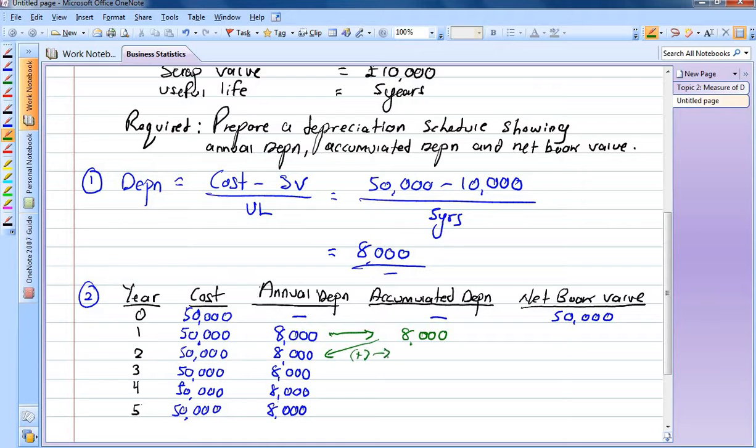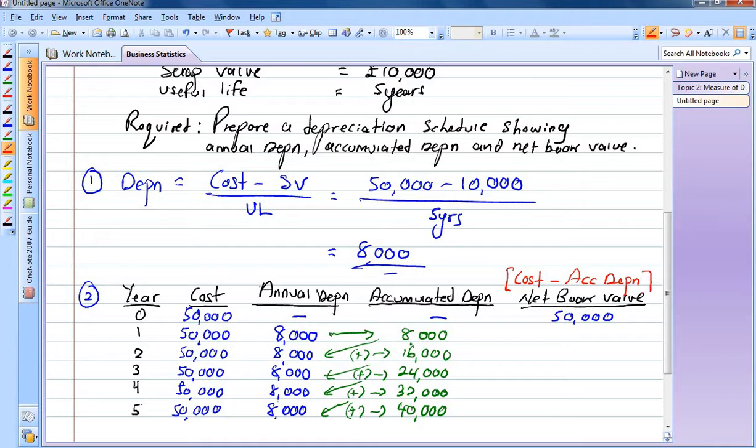Then you plus, how much you get? You get 16,000, correct? Then you plus again, you get 24,000. Then you plus again, you get 32,000. Then you plus again, you get 40,000. Right? Okay.